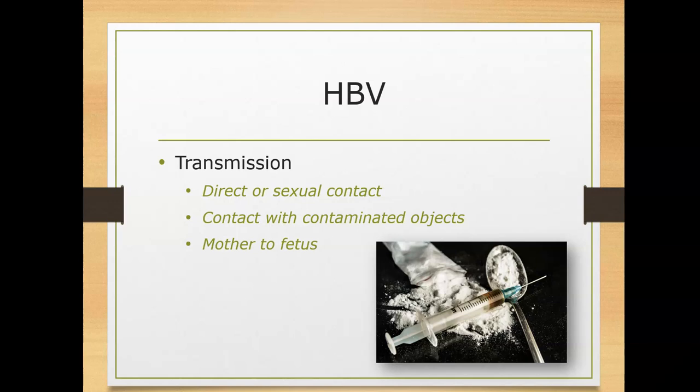Transmission of the hepatitis B virus is generally direct blood-borne contact, direct or sexual contact, contact with a contaminated object. For example, if somebody has a drug use disorder or a substance use disorder and they're sharing needles, contact with the needle of somebody who has hepatitis B is going to transmit the virus, or it also can be transmitted mother to fetus.